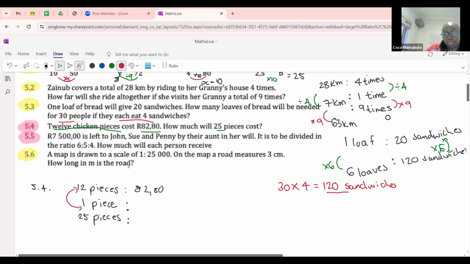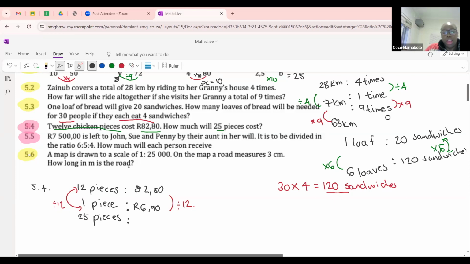Oh no, I divided by 12. Good, we divide by 12. So if I divide by 12 on this side, I must also divide by 12 on that side. Right, so I now need to figure out what 82.80 divided by 12 is. Can you figure that out for me, please? It's 6.9. Okay, so this tells me that one piece of chicken is 6 rand and 90 cents.